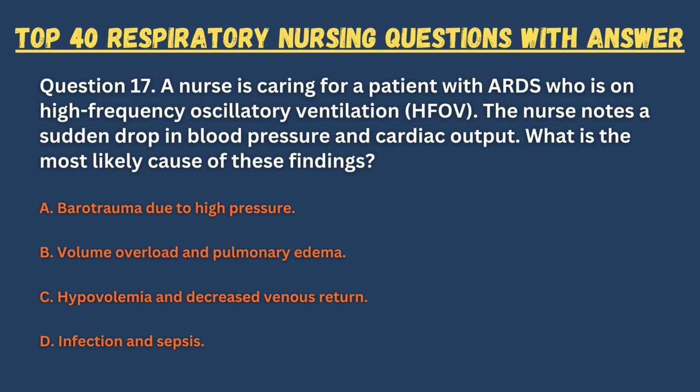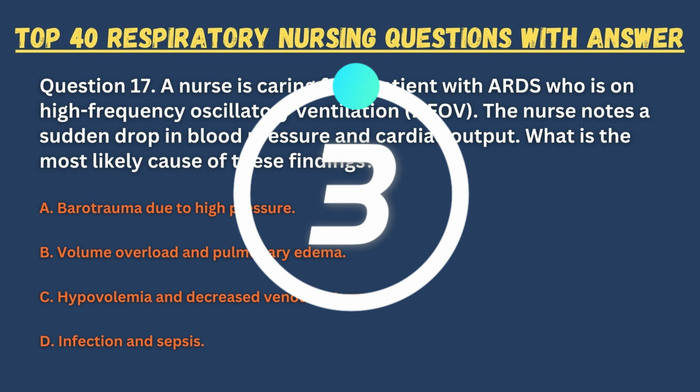A. Barotrauma due to high pressure. B. Volume overload and pulmonary edema. C. Hypovolemia and decreased venous return. D. Infection and sepsis.